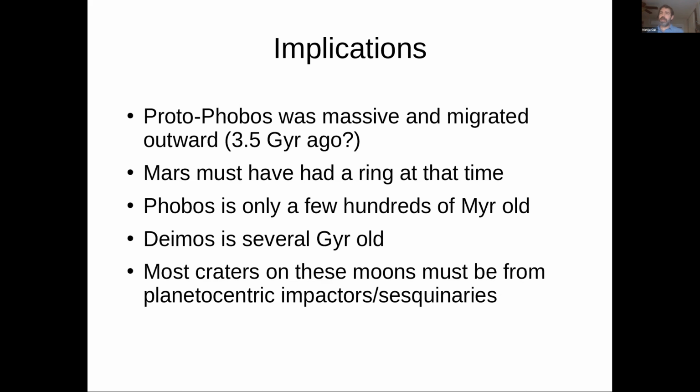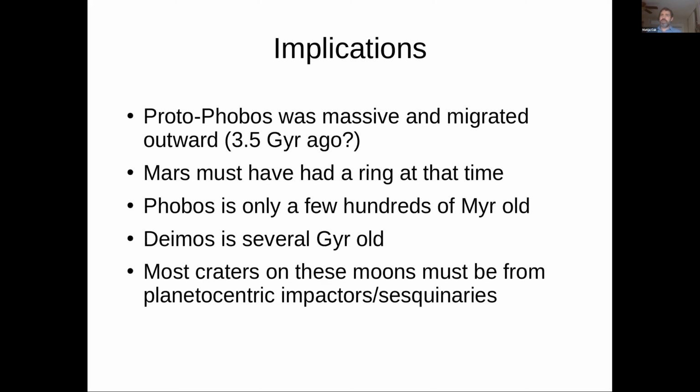So the implications for the ages of the moons is that since billions of years ago we had Deimos around, it had to be a couple of billion years old. But since we had the grandparent of Phobos around at that time, that means that Phobos is much, much younger, and according to the ring moon theory, only a few hundred million years old.